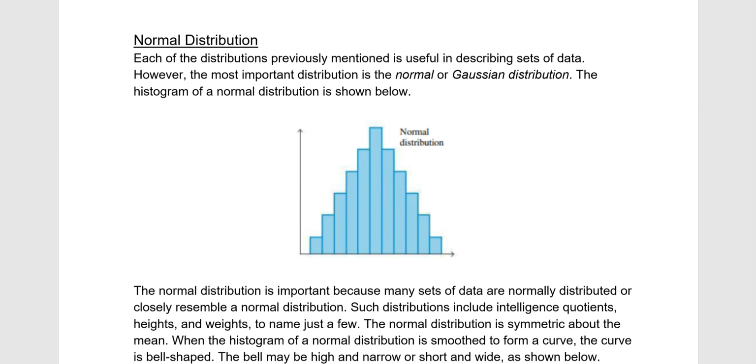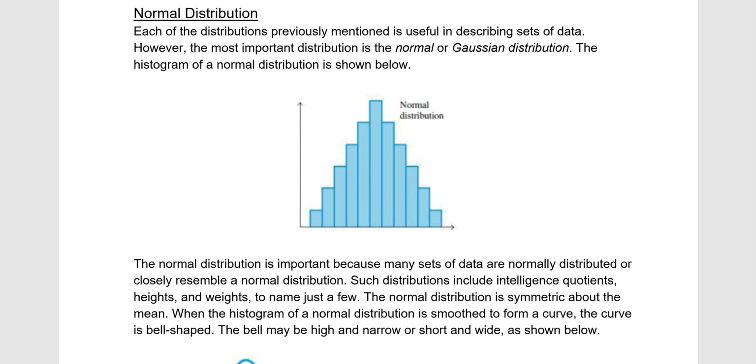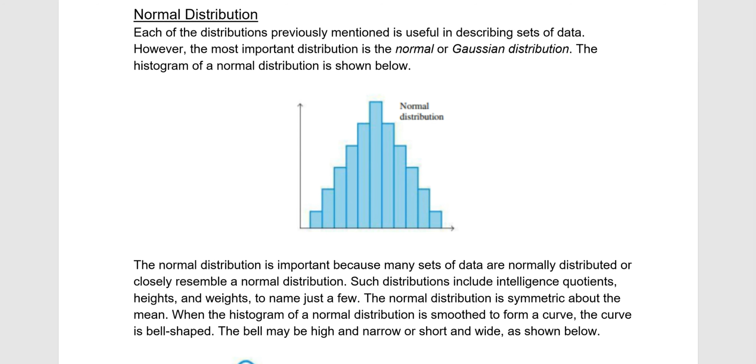All right, now let's get into the main one, the one that the chapter is actually named after, and that is the normal distribution. Another name for the normal distribution is the Gaussian distribution, named after a mathematician. And this histogram here shows us what the normal distribution looks like. We can see that it has the peak in the middle, and then it just slowly falls off to the left and to the right.